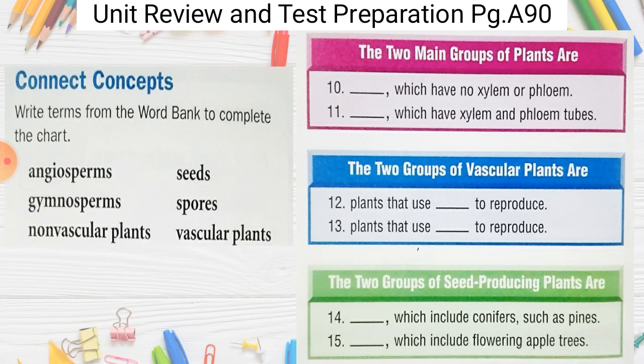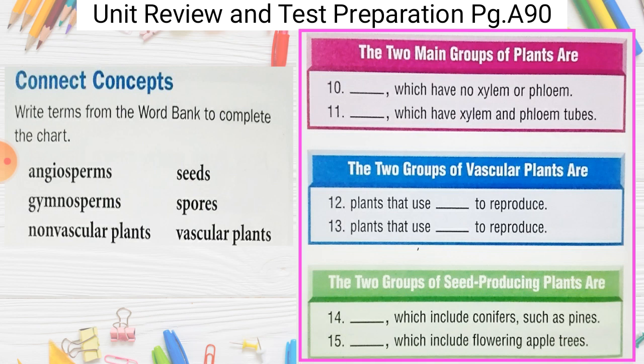Part B. Vocabulary: angiosperms, gymnosperms, non-vascular plants, seeds, spores, vascular plants. Exercise 10. The two main groups of plants are... 10. Which do not have xylem or phloem? What type of plants don't have xylem or phloem? Non-vascular.